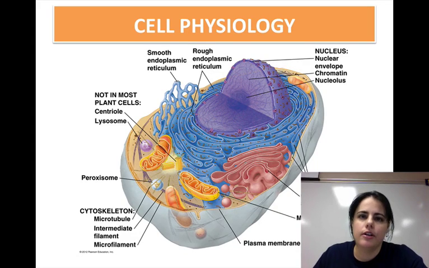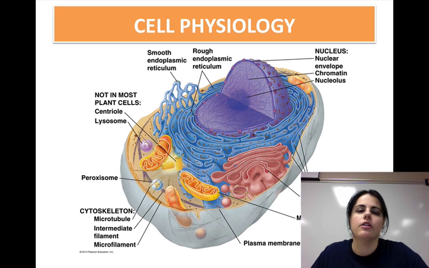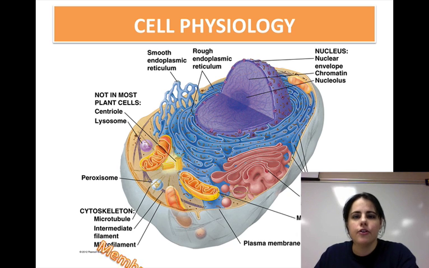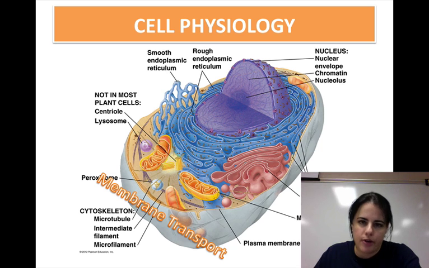Now that we reviewed the different parts of the cell and the different organelles and what they do, which was the cell anatomy, we could actually look at the cell physiology and what's going on inside of that cell. There's actually several different major processes that happen inside of the cell. The first one I want to talk about is membrane transport, which involves the cell membrane.